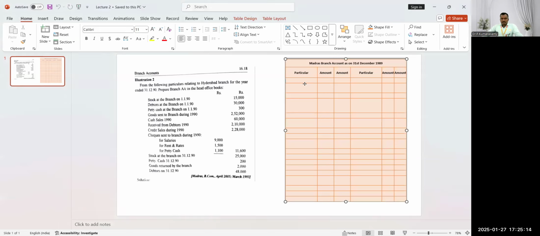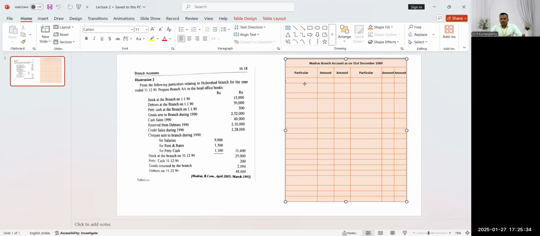Let us go to problem number 2. Preparing branch account in case the head offices are sending the goods to the branches at the cost price. Problem number 2, illustration 2: from the following particulars relating to the Hyderabad branch for the year ended 31st December 1990, prepare branch account in the head office books.